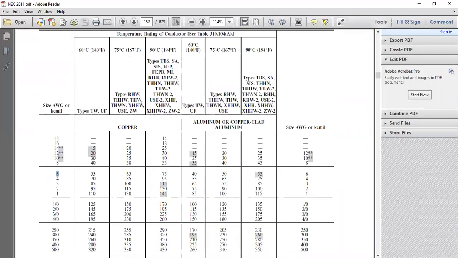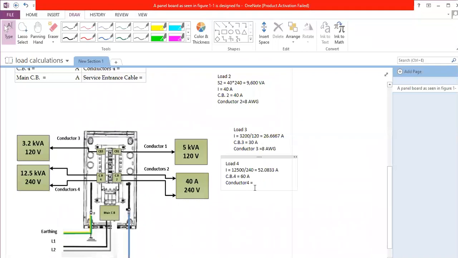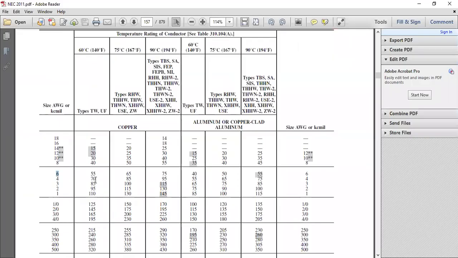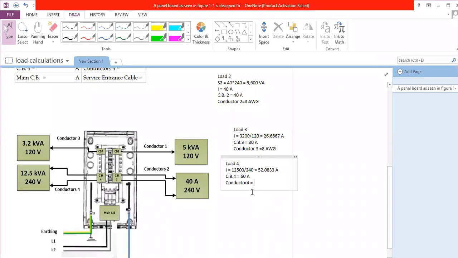So the conductor size number 4 will be what? I forgot. I have very bad short-term memory. We said 4 AWG. Yes. I have very bad short-term memory. So it's going to be 4 AWG.